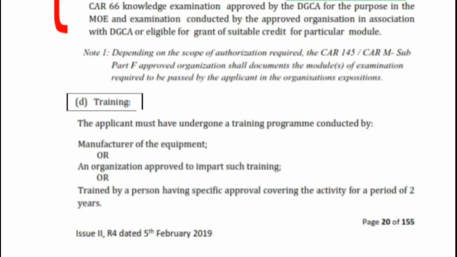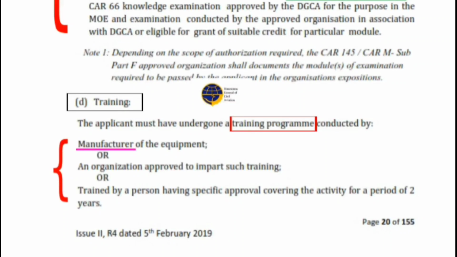So next thing is, company will send you for a training. Now this training, DGCA have given 3 options. This training can be given by the manufacturer itself or by an organization who has approval to give such training, or any trained person can also give a training, but the point to remember is such person should have an approval covering those activities in 2-year period.